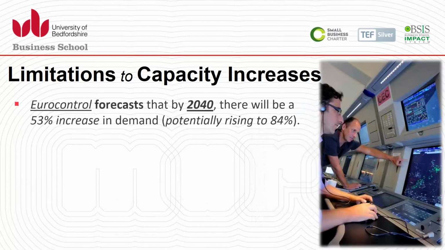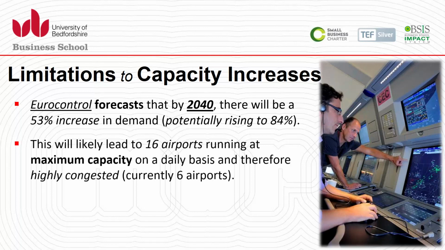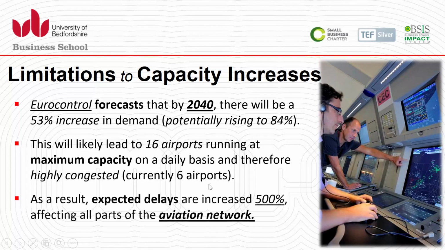However, other limitations include, according to the Eurocontrol forecast, that by 2040 there will be a 53% increase in demand, potentially rising to 84%. That's the prediction. This will likely lead to 16 airports running at maximum capacity on a daily basis, and therefore being highly congested. Currently 6 airports already are, and as a result of the expected delays, increases are already at 500, affecting all parts of the aviation network.